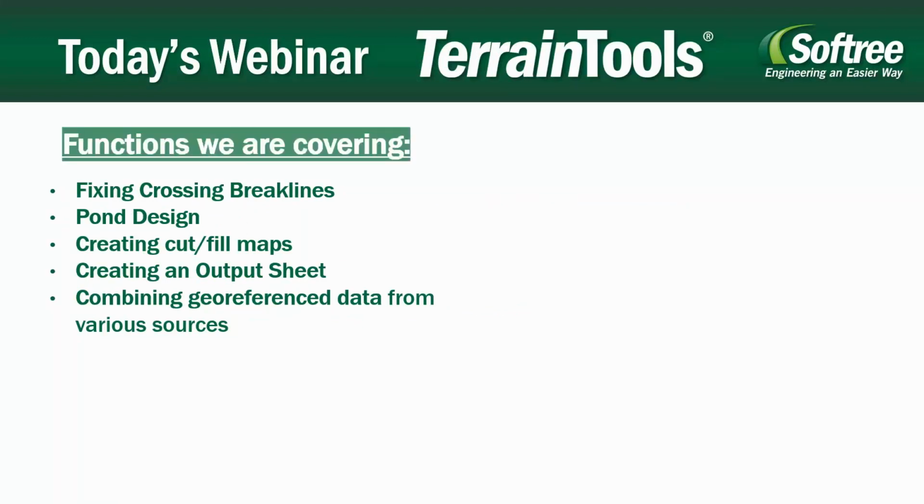Okay, so today's webinar, as I said, we're going to be covering off 5 things. Today we're going to be talking about fixing crossing break lines and why it's important to do that, pond design, creating a CutFill map, creating an output sheet in our terrain module, and then how to combine various data sources, various georeferenced data sources.